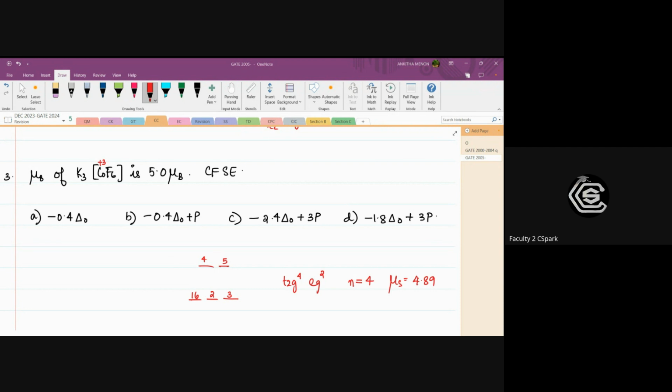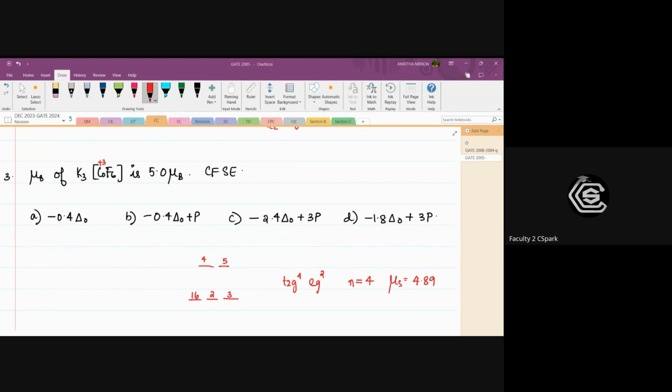Magnetic moment is not only from spin; orbital contributions will also come. When does the orbital contribution come? When there is asymmetry in the t2g orbitals. This concept was discussed yesterday. So from spin alone you are getting a magnetic moment of 4.8, and the extra 0.2 comes from the orbital contribution. When does the orbital contribution come? When there is asymmetry in the electron distribution in the t2g orbitals.